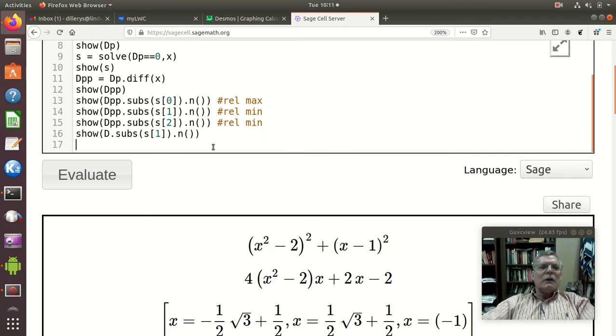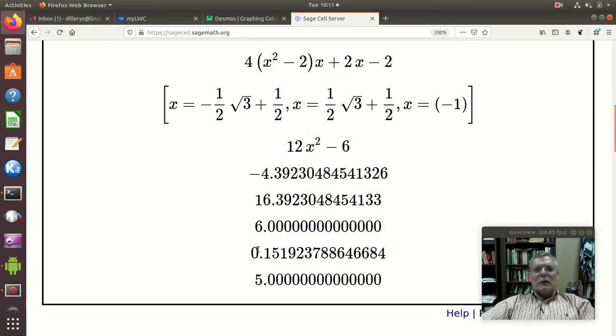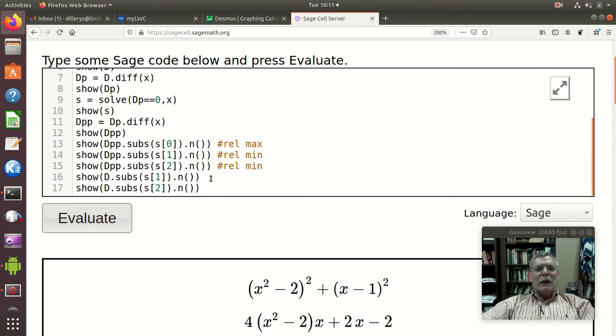So I've got that one, and then I will copy that and Control V, and there's the other one. And so I evaluate, and 0.15, that's the smaller of the two, the 0.15 and the 5. And so this, I'll put a comment, appears to be the minimum.